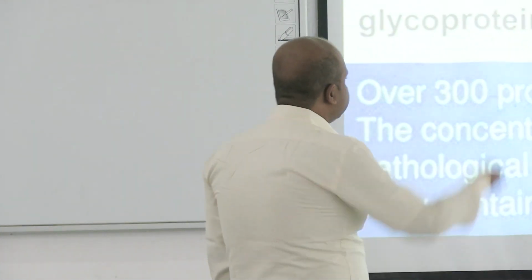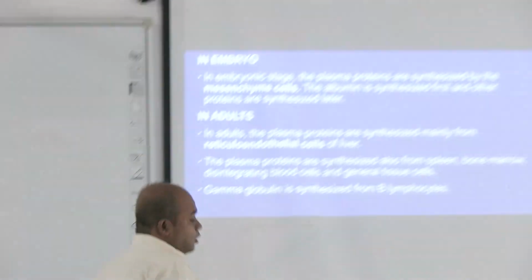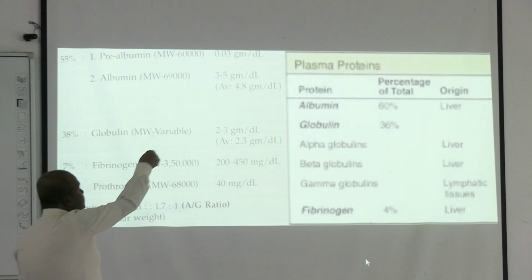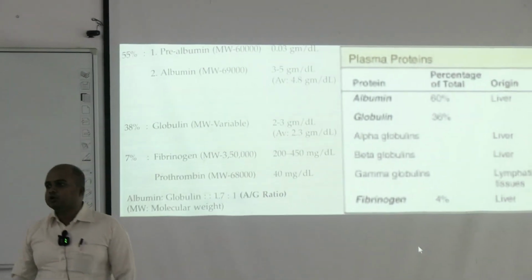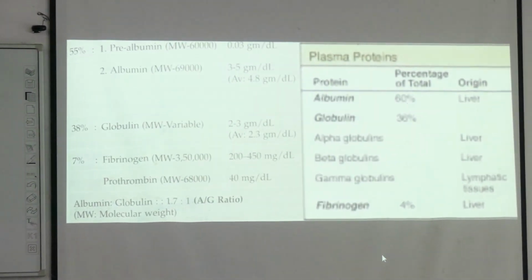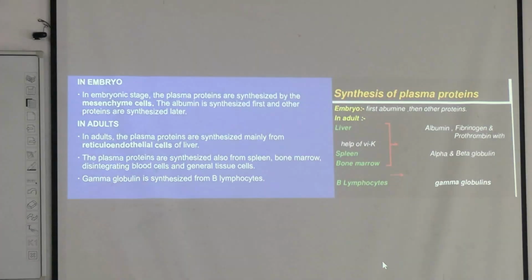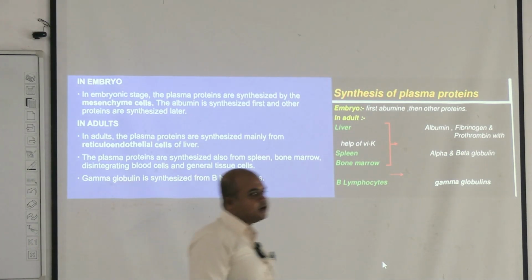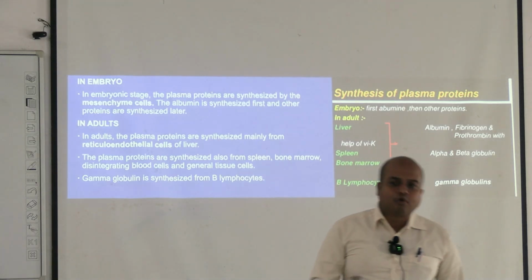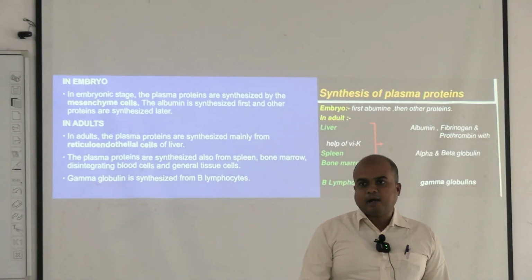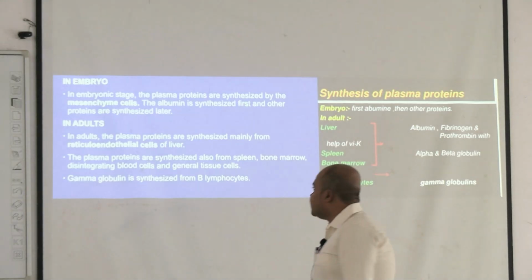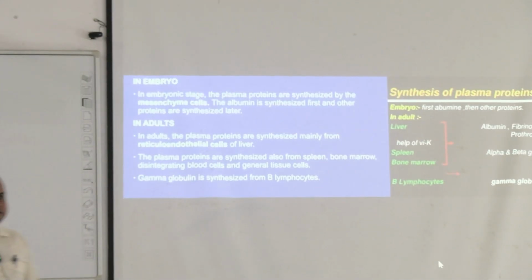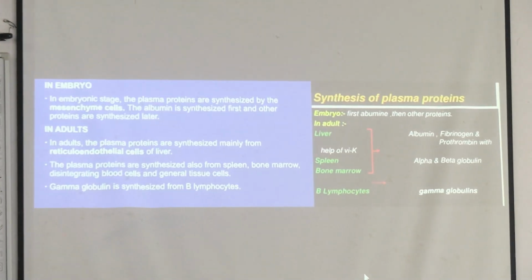And most of it is albumin. Out of 6 to 8, almost 3.5 to 5 gram per dl is albumin. Where are plasma proteins formed? Obviously in the embryo, connective tissue is mesodermal in origin, and blood components are of mesenchymal origin at the embryonic level, from mesenchyme cells, and then the liver takes over. Mostly they are synthesized from the liver, the reticuloendothelial cells of the liver.